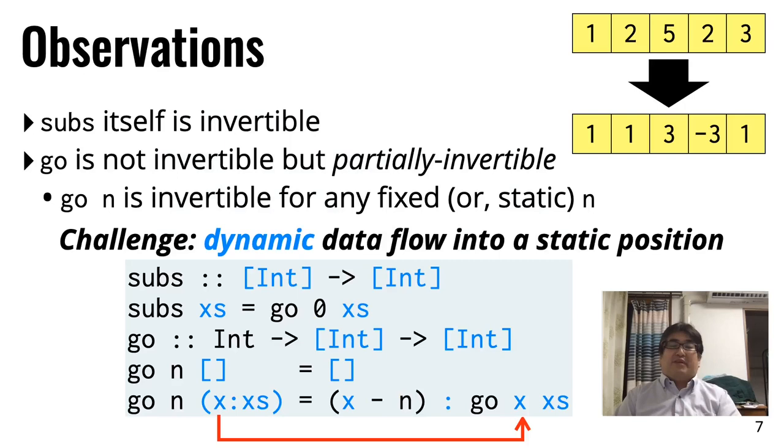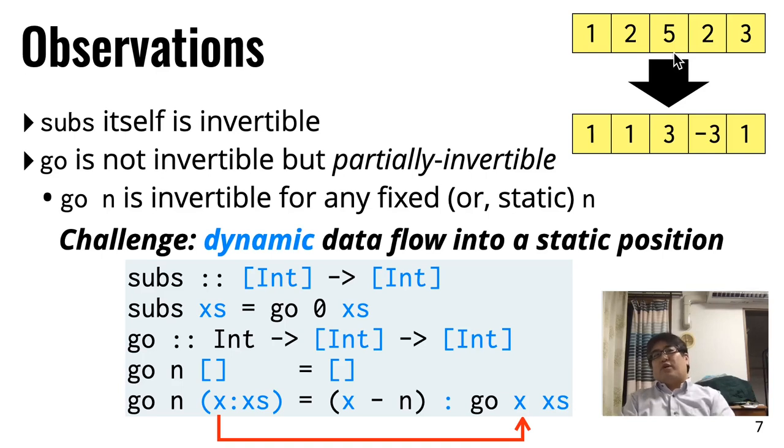Here we have some observations about invertibility of subs. First of all, subs itself is invertible. Actually, we can recover the original input from this result by using accumulative summation. For example, the sum of this element is 1, and the sum of these two elements is 2, the sum of these three elements is 5, and so on. However, subs does not consist only of invertible functions. In fact, go is not invertible but partially invertible. Specifically, go n becomes invertible for any fixed or static n. This means that we need to care about partial invertibility in programming go.